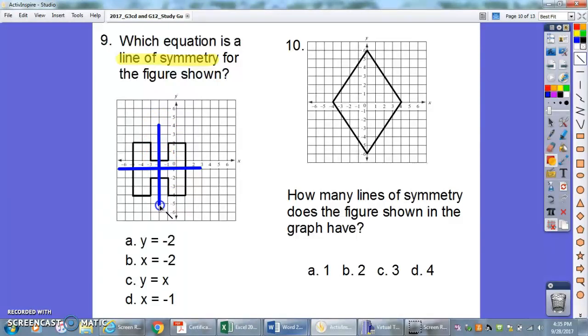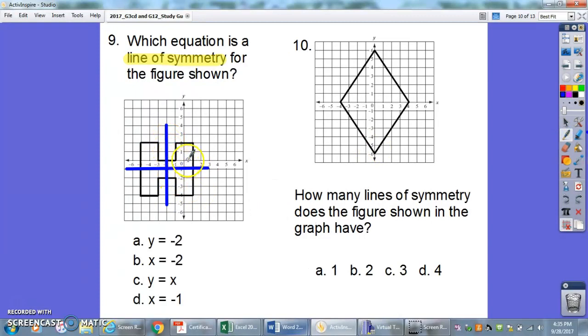So this equation that I drew vertically would be x = -2. And then the horizontal one would be y = -1. So those are 2 possible answers. Now I should only see one in my answer choices. And I'm seeing x = -2. This is that one. So that would be my answer.